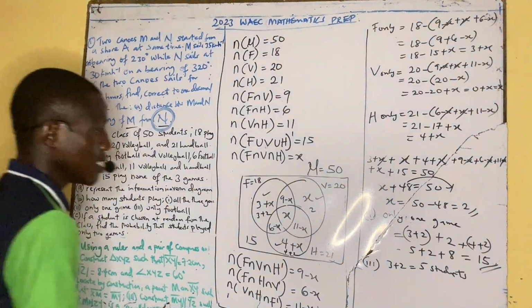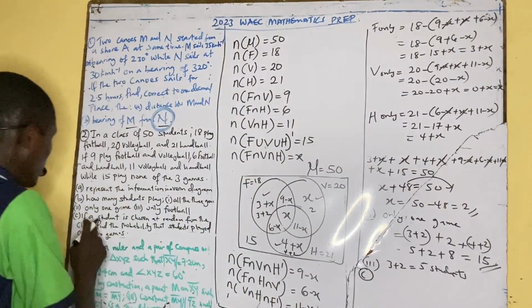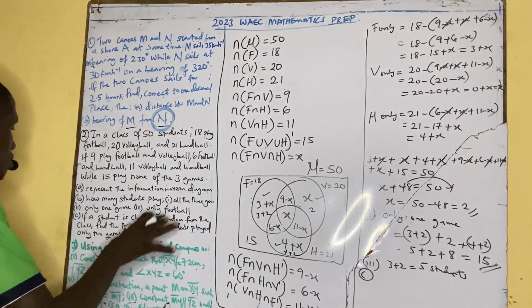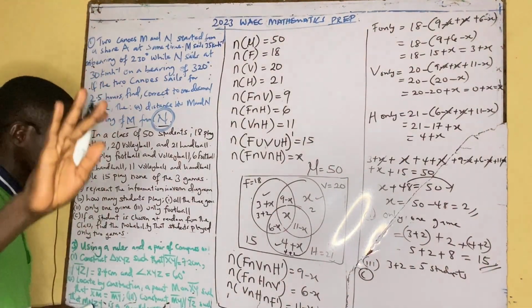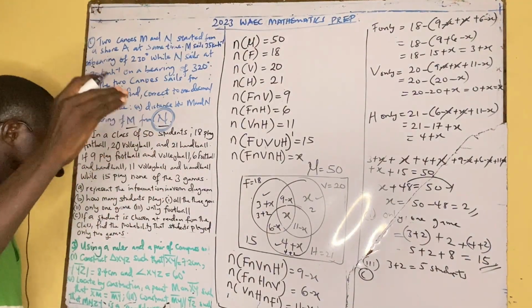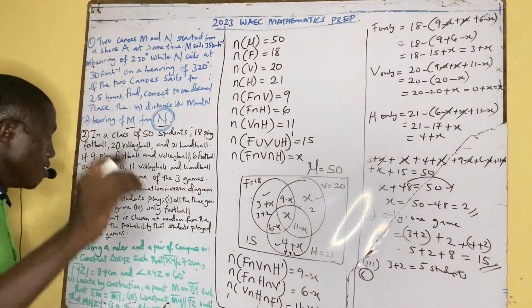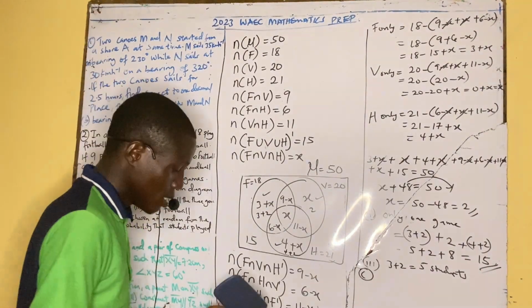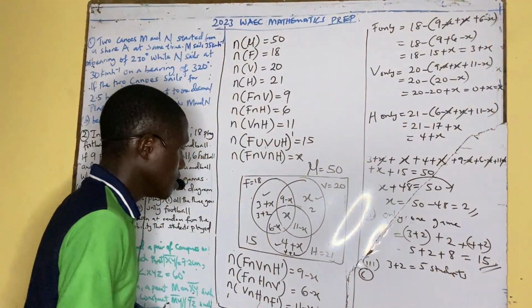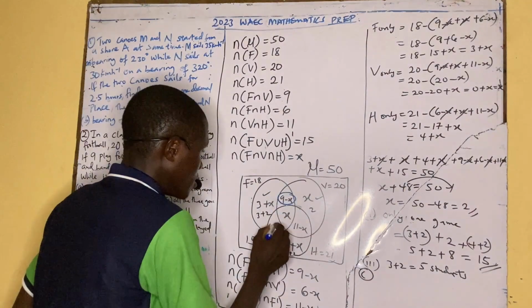Now the last one is: if a student is chosen at random from the class, find the probability that the student plays only 2 games. Now, only 2 games are these.